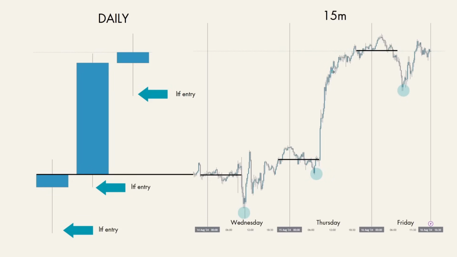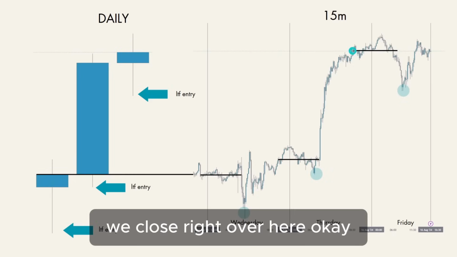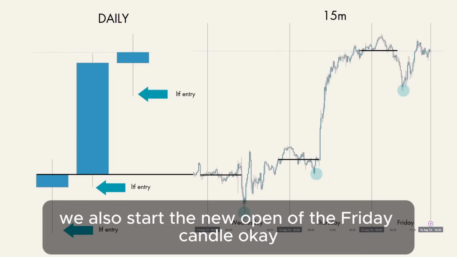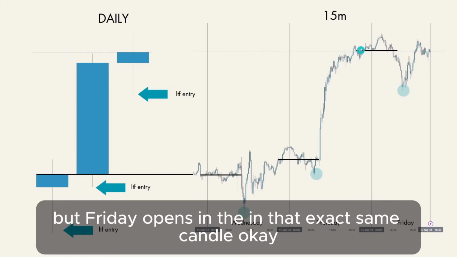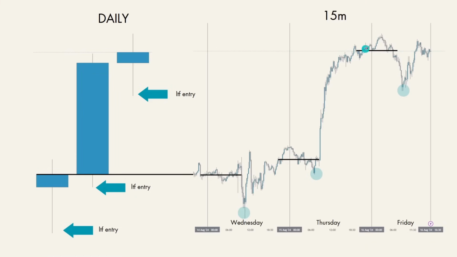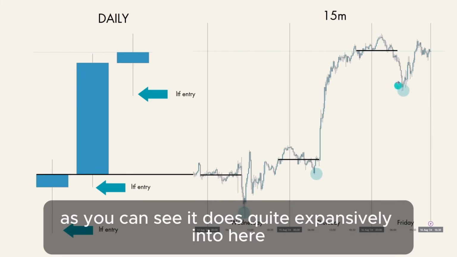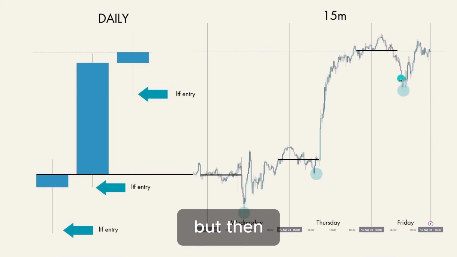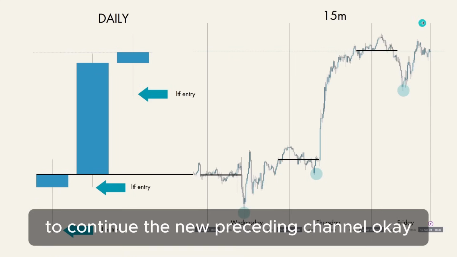Now coming on to the Friday candle, we see the exact same thing. We close right over here. And within that closure, we also start the new open of the Friday candle. Thursday closes here, but Friday opens in that exact same candle. Our main focus is when price dips below this area. As you can see, it dips quite expansively into here, but then you'd be looking to wait for that bullish reaction to continue the new preceding candle.